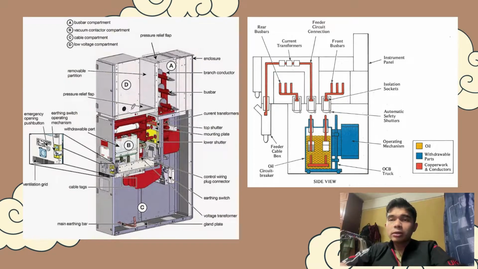As we can see from the side view, this high voltage switchgear consists of three parts, which are the oil, the withdrawal parts, and the copperwork and conductors part. As we can see in the picture, the oil is the yellow, the withdrawal part is the blue part, and the copper and conductors is the red line or red pipe.